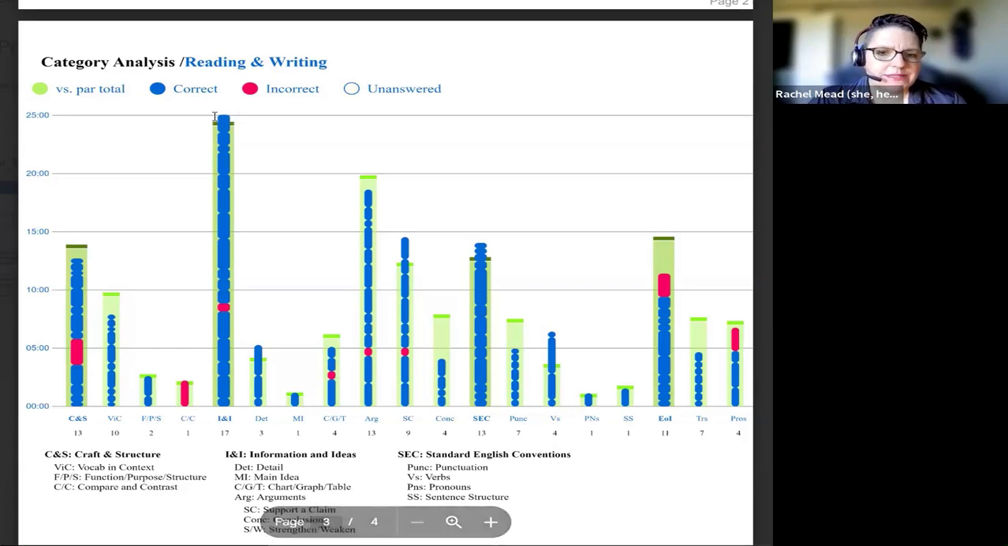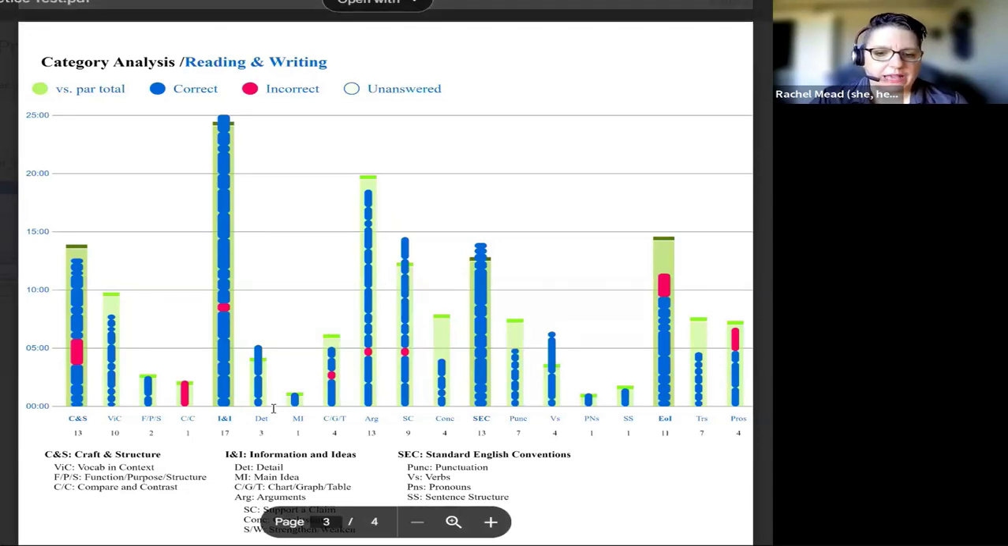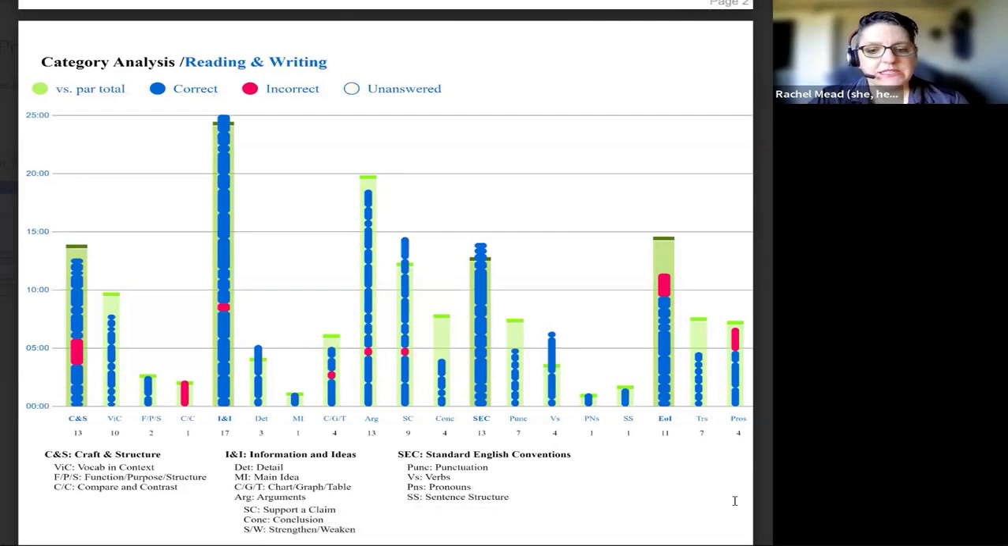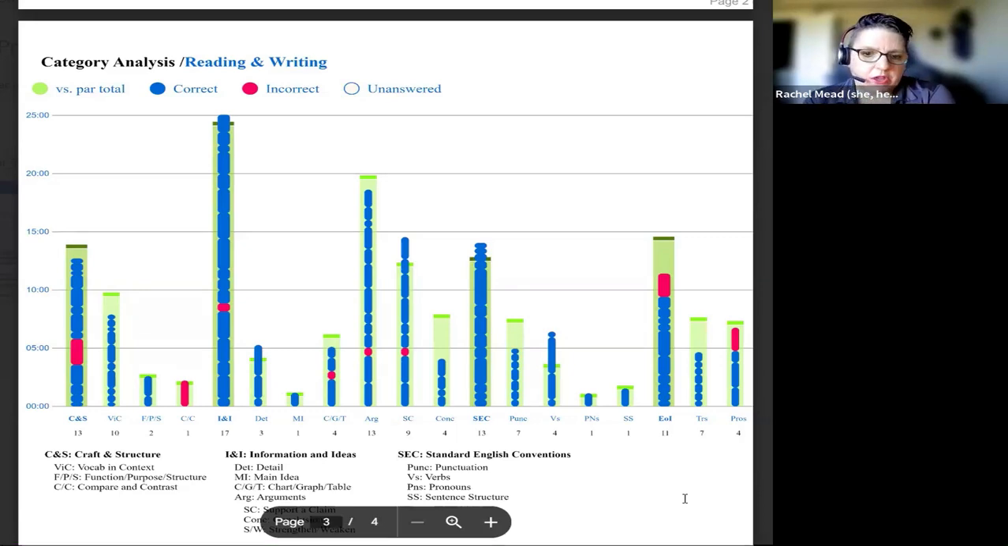Now, their time was a little bit over with regards to their information and ideas, and I want to pay attention to where that came from. And that came from detail questions, which is a little bit surprising because those tend to be slightly faster questions. So it could have been maybe some of the new categories, such as poetry or the letters or the plays, that could have been throwing them off.